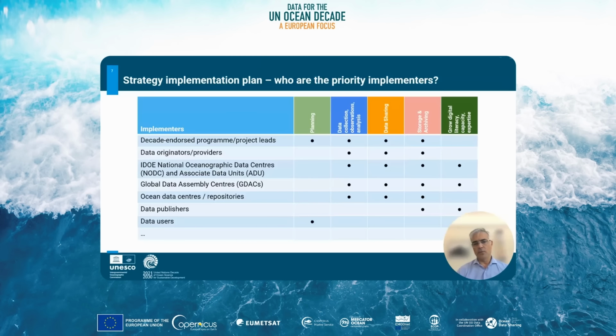And we've also thought about who the implementers are. Obviously, this Ocean Decade Data and Information Strategy is initially targeting the leaders of endorsed decade programs and decade projects, but of course, we want to leave a legacy behind that endures beyond 2030. And so we've also thought about the individuals outside of the Ocean Decade that may be sitting in national oceanographic data centers or in some of the GDACs or are simply data publishers or data users. What are some of the recommended actions that are specifically targeted to those types of users and implementers?